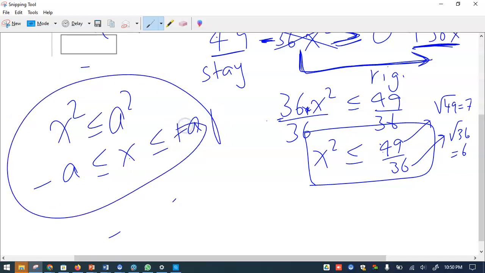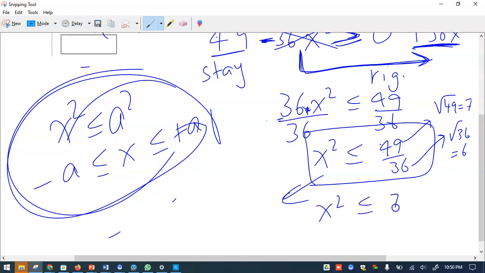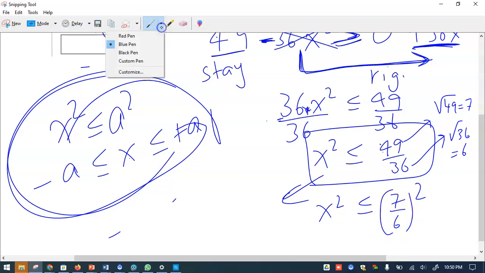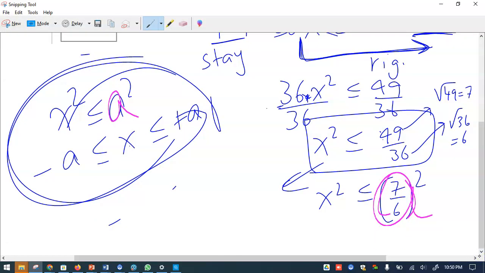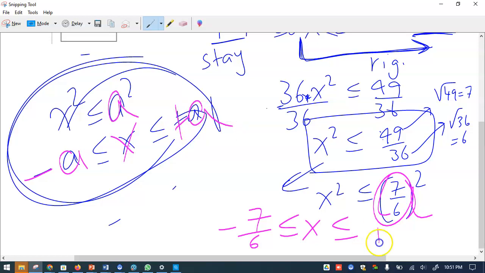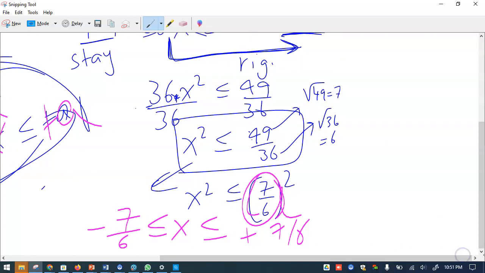So if you want to use this one, you can say x squared is less than 7 over 6, because 7 times 7 is 49 and 6 times 6 is 36. The a that you have here is this one. This is the a, right? Then you can write, minus a means minus 7 over 6 less than x and less than plus a, so it is plus 7 over 6. So your answer becomes, because of the equal sign, you have to use the box, and you're done. The rest you know how to go about.